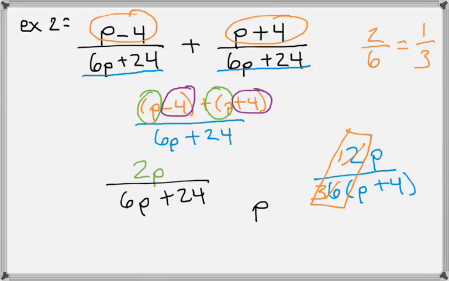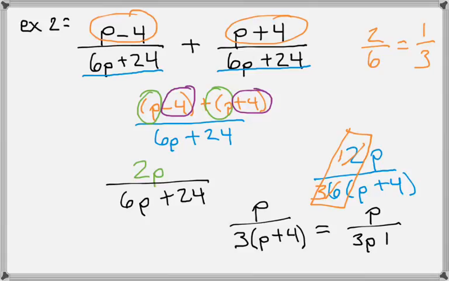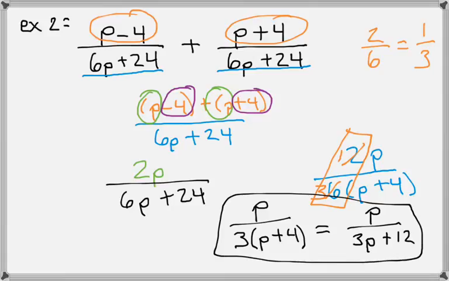We have a p in the numerator, and now we have a 3 and a p plus 4. You can leave it like this, or another acceptable way to write that answer would have been to go ahead and distribute that 3 again and end up with a 3p plus 12. Either one of these I would accept as a final answer.